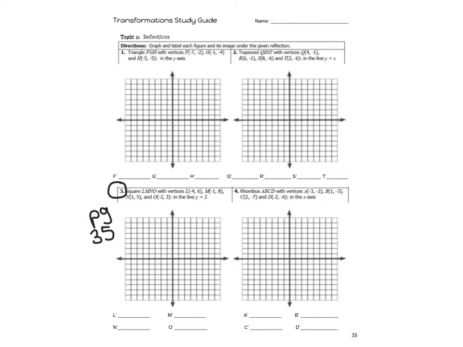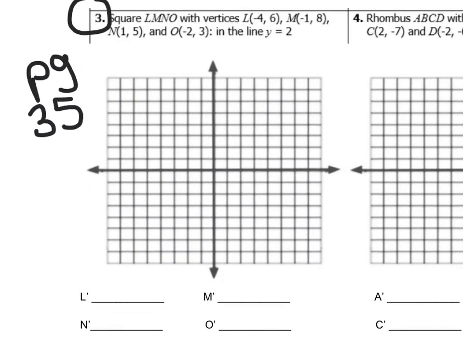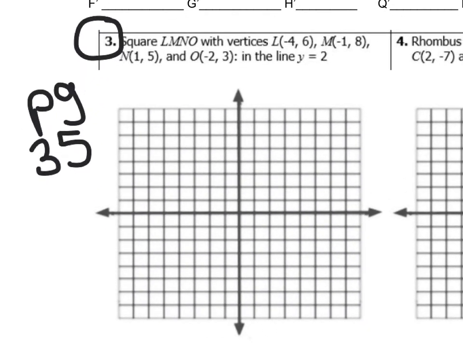In your study guide on page 35, we are first going to do number 3 together. Number 3 has square L, M, N, O, and I'm going to graph those original vertices.